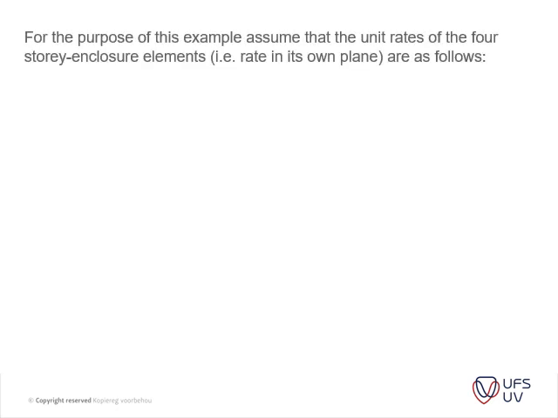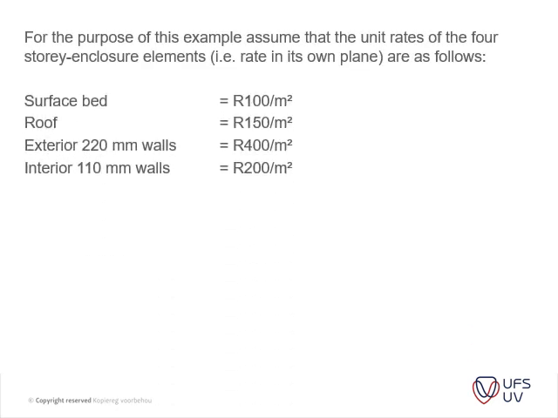So this is the historical data of the building. We've got the surface bed, which is 100 Rand per square meter. We've got the roof area, which is 150 Rand per square meter, and we've got the exterior walls, which is 400 Rand per square meter. And then we've got the interior walls, which is 200 Rand per square meter.